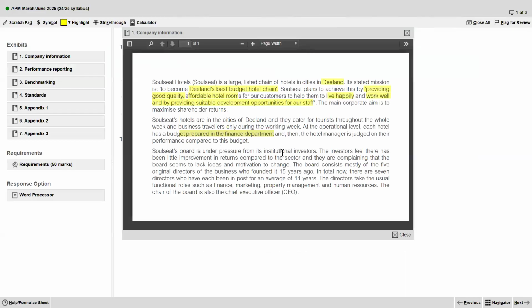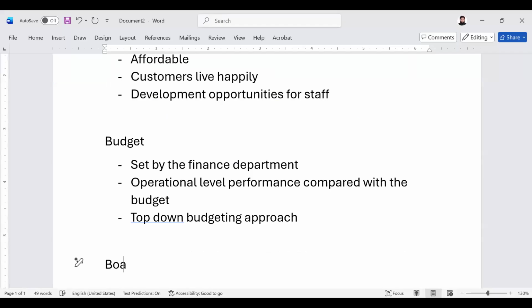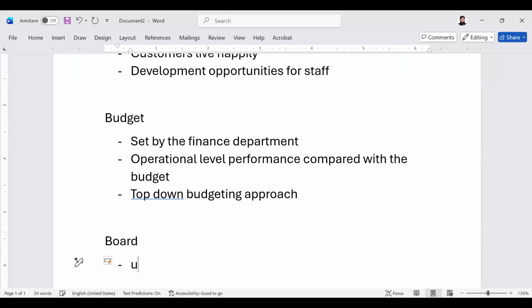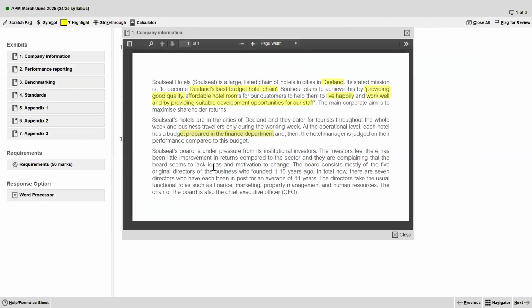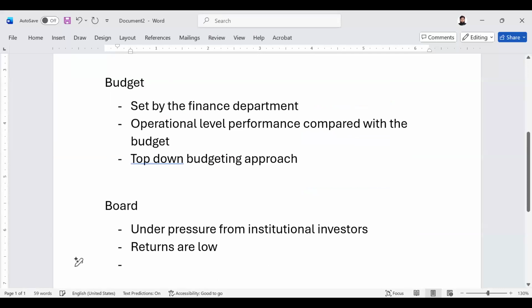Solseed's board is under pressure from its institutional investors. Okay. Board under pressure from institutional investors. The investors feel there has been a little improvement in returns compared to the sector, and they're complaining that the board seems to lack ideas and motivation to change. Okay. Returns are low, lacking ideas.